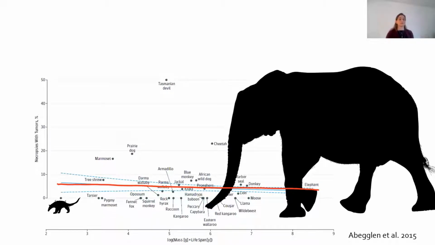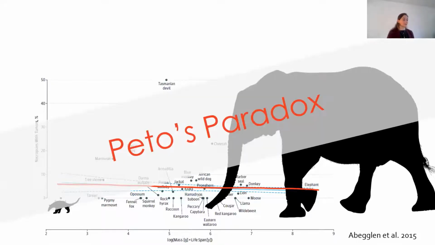So the data actually look like this. On the x-axis, we have mass and lifespan in log scale, and on the y-axis, the percent of necropsies from zoos with cancer incidence. And what you can see is there is no linear increase with body size, and this regression is actually quite flat. So this is something called Peto's paradox. And there are various mechanisms that researchers propose that might resolve this paradox.